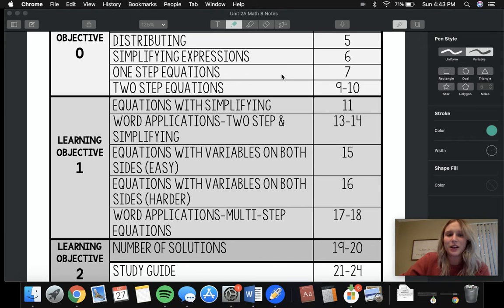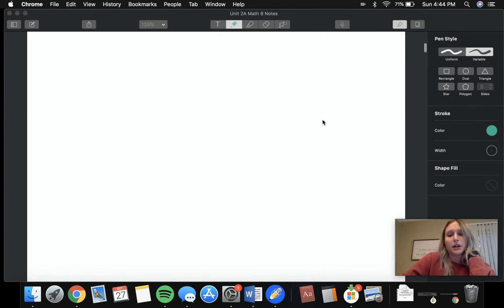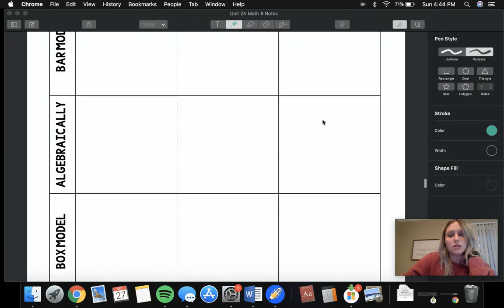Hi all, today we are going to start solving some equations that involve distributing and combining like terms. In our notes we are on page 11. You will also probably need a calculator. If not, you can use the calculator that is linked on my website that I have referenced a few times now. All right, let's go to page 11.